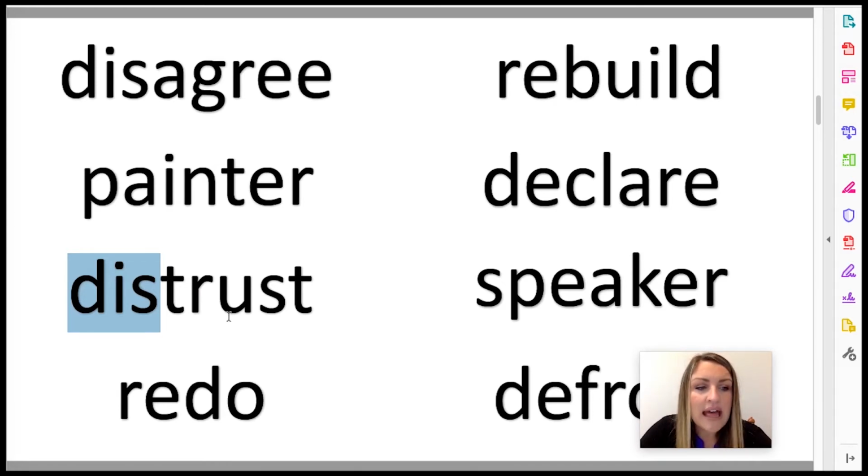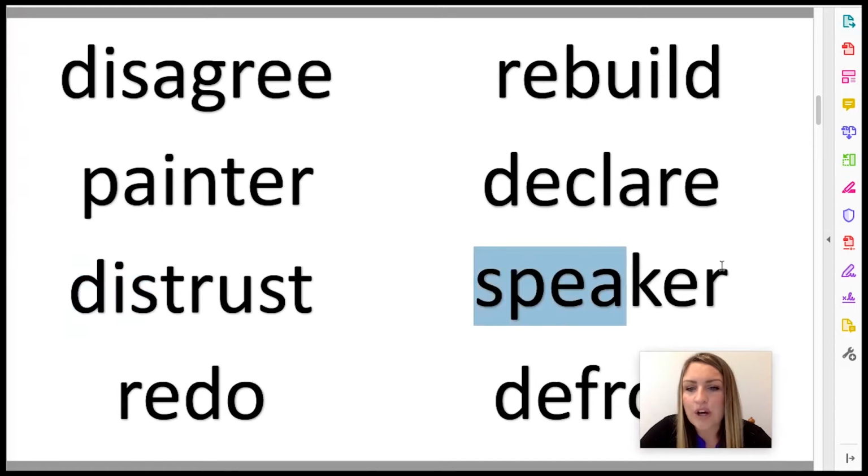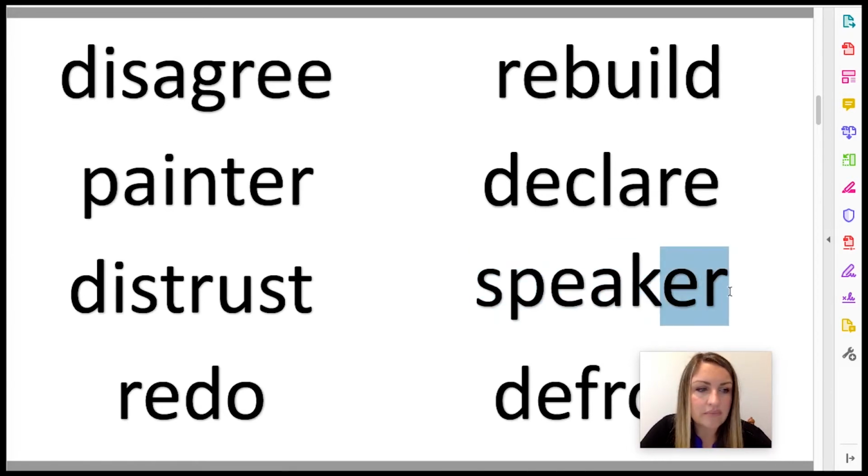Okay, boys and girls, let's look at this word, speaker. Do you see any prefixes or suffixes? Nice job, er. Let's put a box around it. Good job, boys and girls. What does er mean? Yes, it means a person who. And what is our base word? Let's underline it. Speak. Very good. We know what speak means. It means to talk, to use one's voice to talk. So what does this word mean? Yes, it means one who talks. One who talks. Very good, boys and girls.